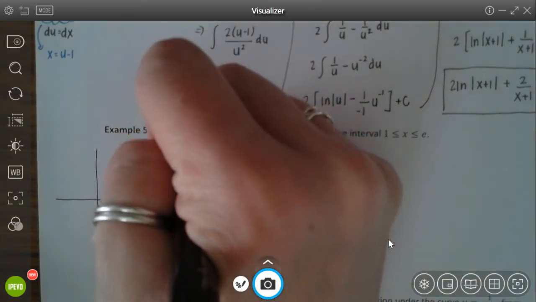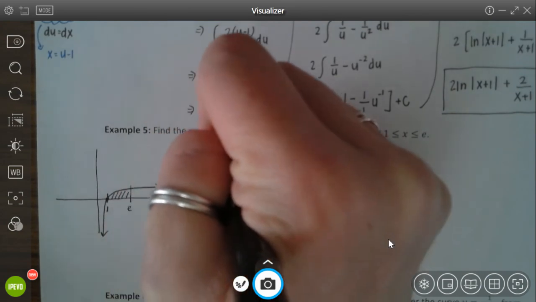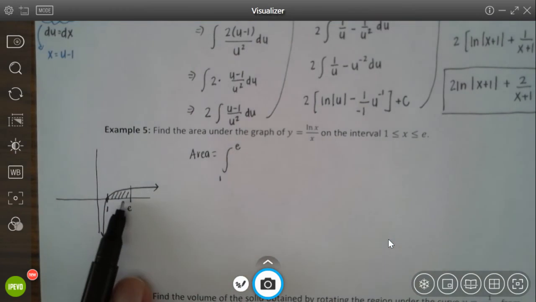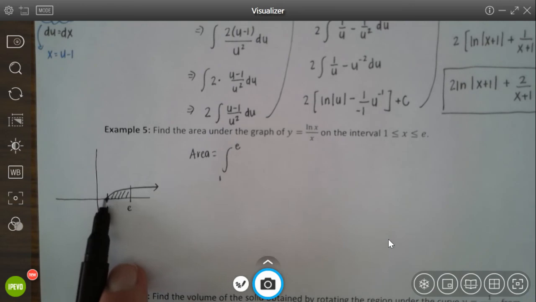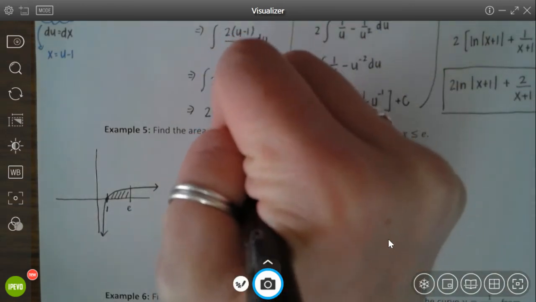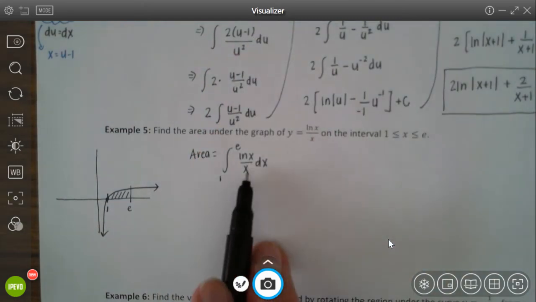So to set up my integral, I know my area is going to be equal to the integral from 1 to e of, and this is a top minus bottom here. So my top is actually this ln of x over x. My bottom is just 0. So my integral is going to be from 1 to e of ln of x over x dx.